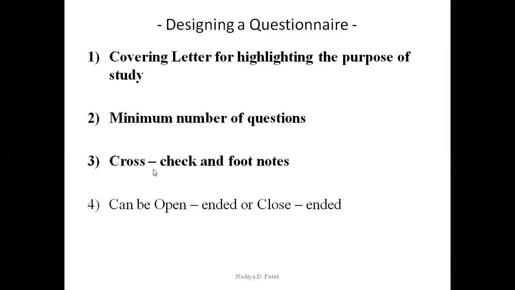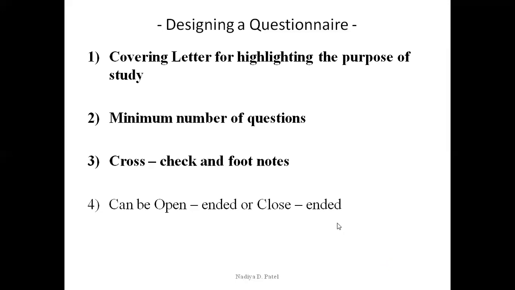Next is cross check and footnotes. Cross checking is something you need to do once the questionnaire comes back. You will send the questionnaire by mail or by post, they will answer it and return it back to you. Then you will sit and analyze and cross check every answer. And footnotes are something like tips, or you can say points to be noted. We write an important note which is placed at the end of your paper, in the footer, the last end of your paper.